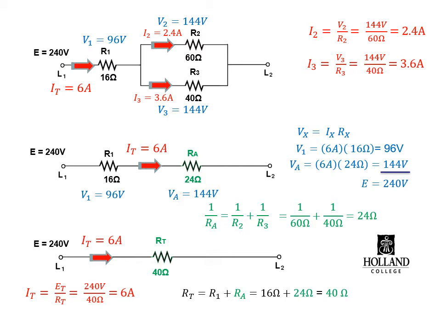Kirchhoff's current law says the sum of currents entering a node must equal the sum of currents leaving the node. So if we have 6 amps coming in through R1 and it reaches the node and it branches off, then the two currents in my parallel branches must also equal 6 amps. And sure enough, they do.